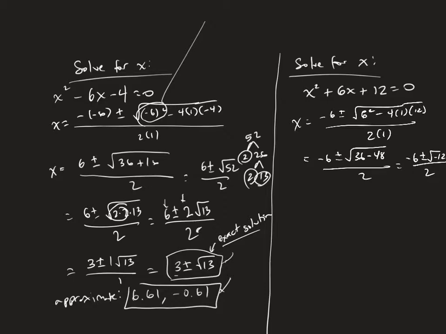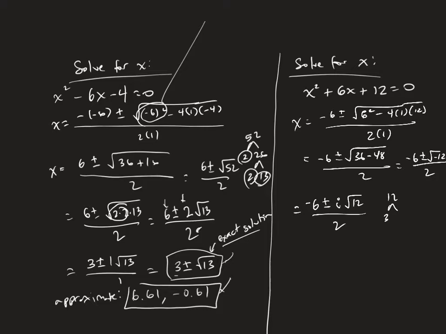Now, back in Algebra 1, when you got something like this, you would say, oh, we can't take the square root of a negative number. There's no real solutions. Technically, that's true. There's no real solutions. But now we know about complex numbers involving i. So whenever you see a square root of a negative number, we need to use the i's to simplify it. So we've got negative 6 plus or minus. Remember, square root of negative 12 is the square root of negative 1, which is i, times the square root of 12.